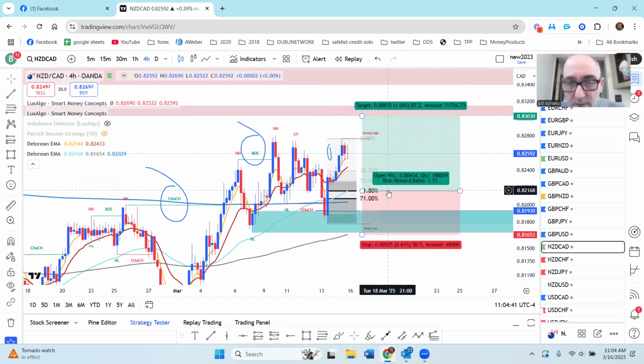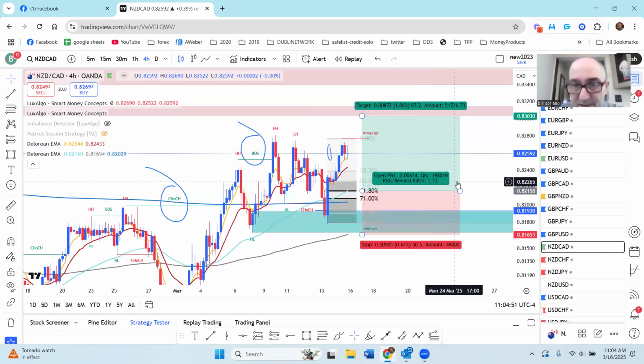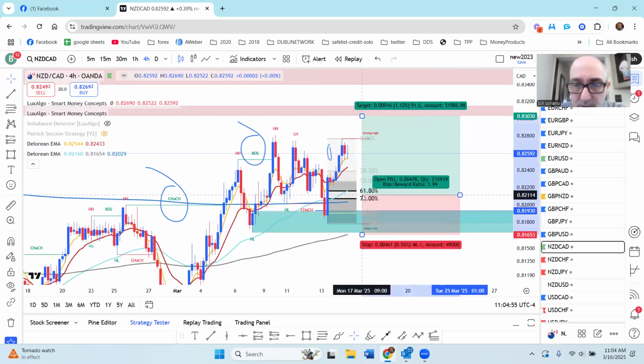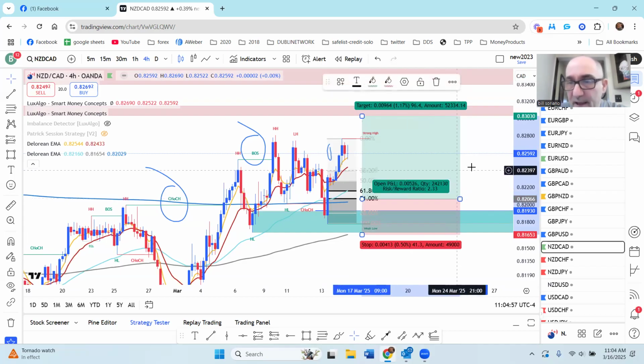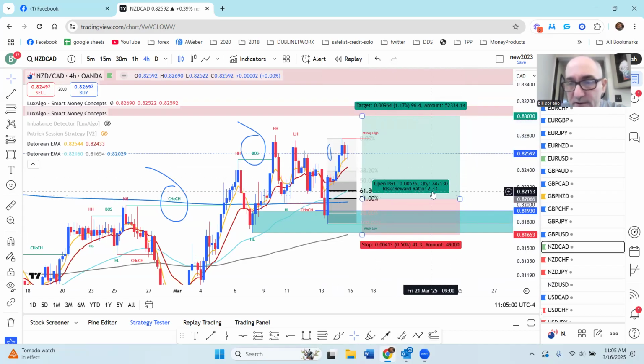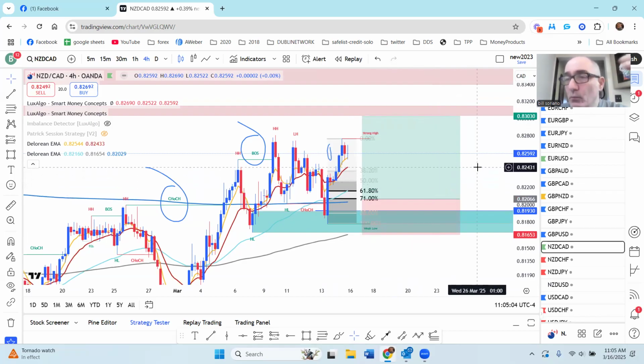So we see here, right, this one gives us a 1 to 1.73 risk to reward ratio. So that's no good. We can't use the 61.8. Our next option is the 71. And the 71 gives us a 1 to 2.33 risk to reward ratio. So that is the one we would take.